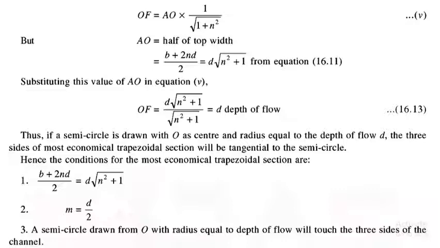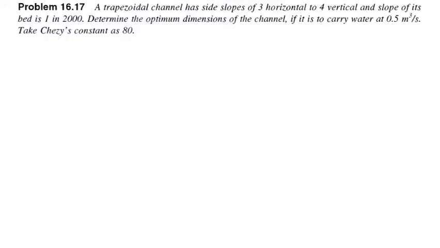Okay, the conditions are b plus 2nd by 2 is equal to d into square root of n square plus 1, which we derived before. m is equal to d by 2, that also we have derived before. And the last proof which says that if a semicircle is drawn from O with radius equal to depth of flow, then it will touch the three sides. That means the three sides will be tangential to the semicircle. So let's see a problem.